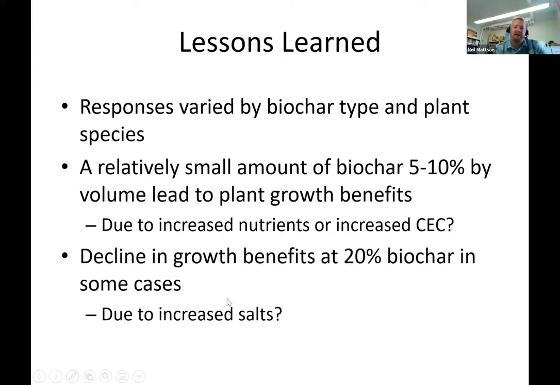Overall lessons that we learned from our own greenhouse crop trials with biochar in soil as substrates were that responses of the plant varied by the biochar type and the plant species.